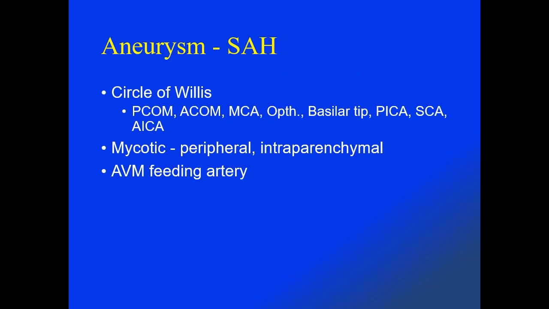Now we'll move on to a discussion about subarachnoid hemorrhages caused by aneurysms. They typically occur in the region of the circle of Willis, but rarely they can also occur as mycotic aneurysms involving more peripheral arterial branches associated with systemic infection or endocarditis, or aneurysms associated with AVMs can also lead to subarachnoid hemorrhages.